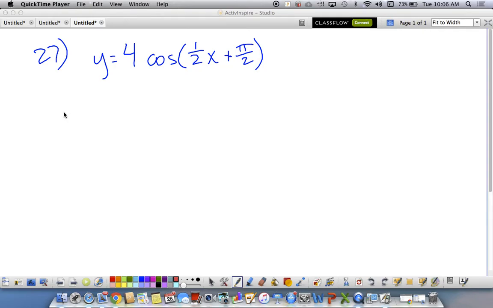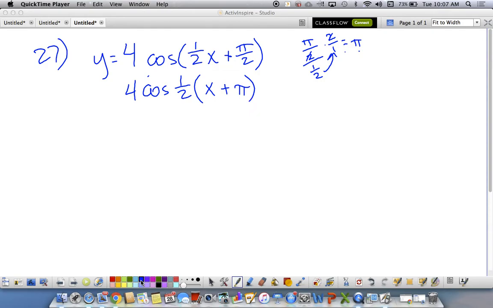Okay, here we go. So number 27, we have to factor out the 1/2. So when we factor it out, we have plus, and then we divide pi over 2 divided by 1/2. We flip, we multiply by 2 over 1. That simply equals pi.